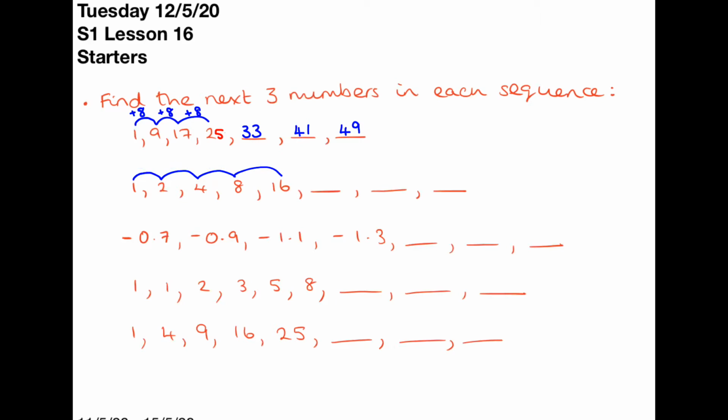So since we're going up, maybe we're multiplying. So let's see. 1 times what is 2? Well, 1 times 2 is 2. 2 times 2 is 4. 4 times 2 is 8. 8 times 2 is 16. 16 times 2 is 32. 32 times 2 is 64. And 64 times 2 is 128.